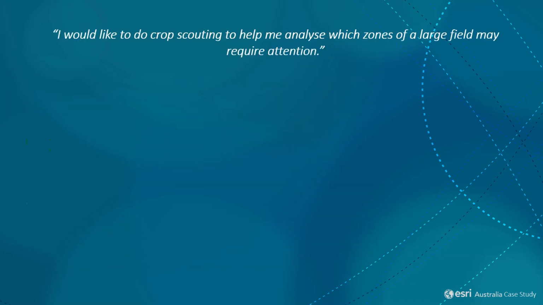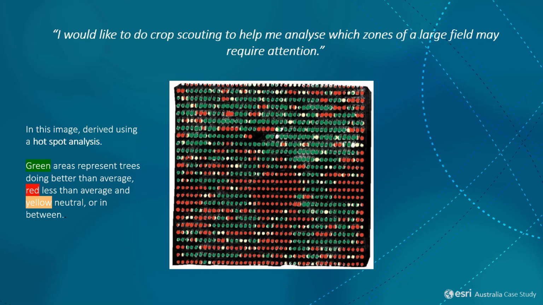And now taking that a step further, we can look to analyse which zones within this large field might require attention or are experiencing stress. In this image, derived using hotspot analysis, green areas represent trees that are doing better than average. Red are less than average, and again that yellow neutral colour is in between. So we can easily see the spatial discrepancy of the health of our plants.